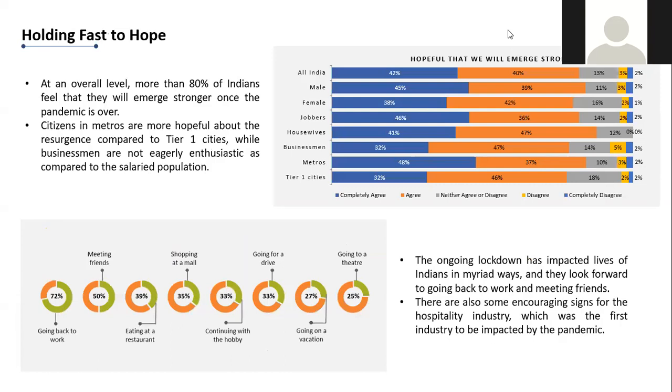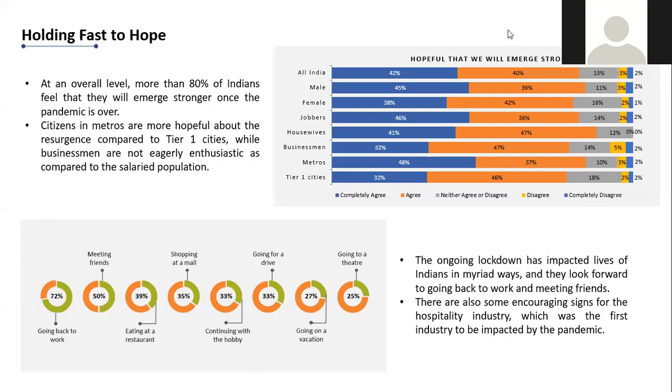But at the same time, we are a hopeful lot. 80% of Indians feel that we will emerge stronger out of this once the pandemic is over, because we have now accepted a lot many more things. The new normal is something that all of us have started living with, and citizens in metros are more hopeful about the resurgence compared to tier 1 cities.